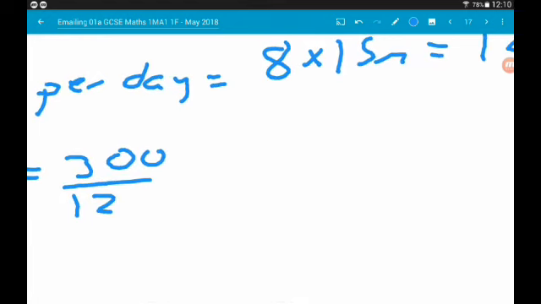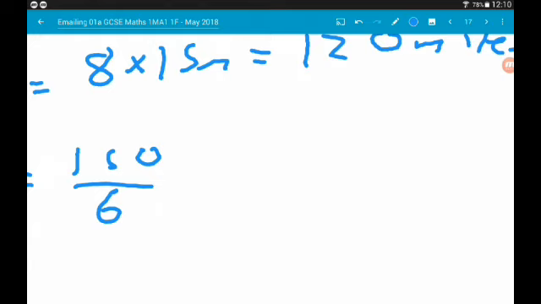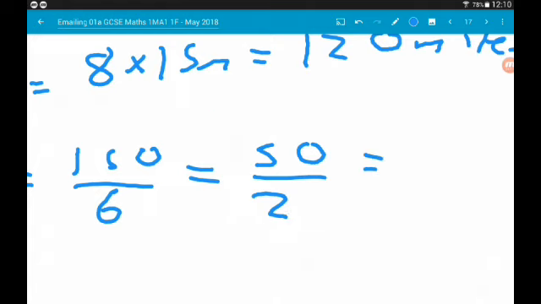Both numbers are even. So 300 divided by 2 is 150. 12 divided by 2 is 6. Both numbers then are still even, but 150, maybe not that nice. Both numbers have a common factor of 3. So this is 50 over 2, which is 25. So our estimate is 25 days.